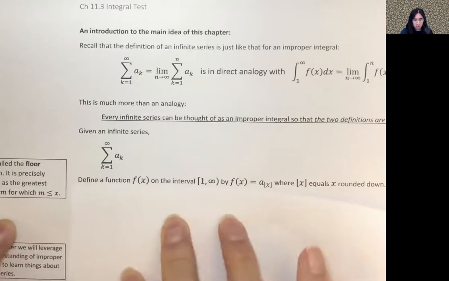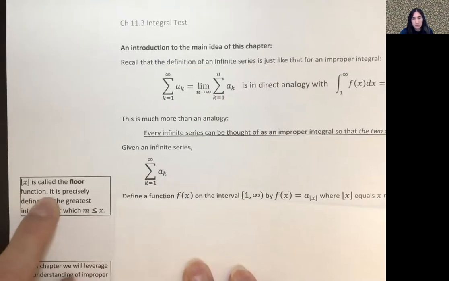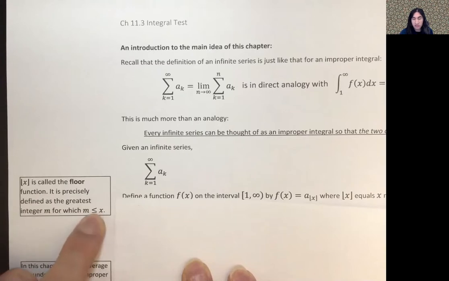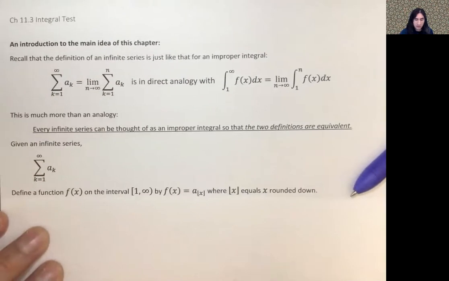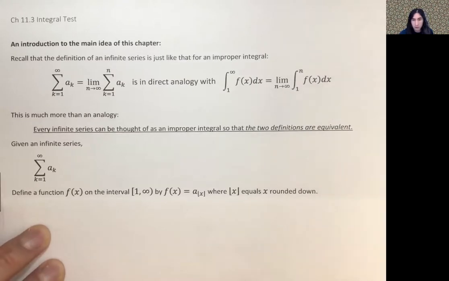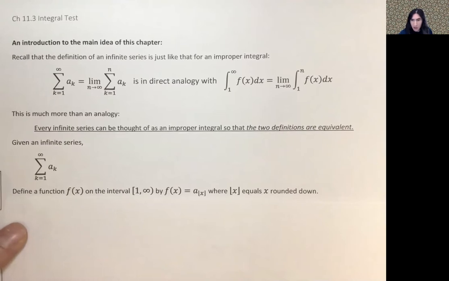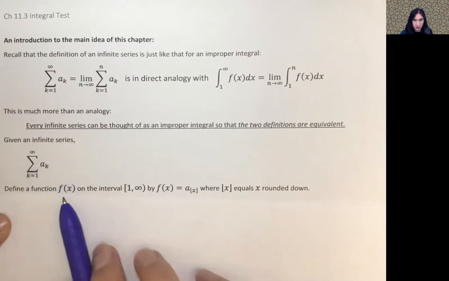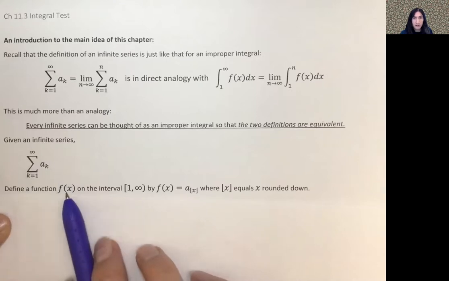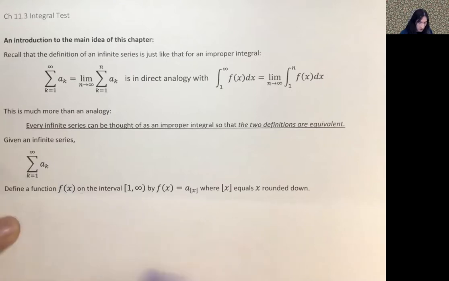I can show you the definition over here, actually. It's precisely the greatest integer m which is still less than or equal to this. The reason I say it's not rounding down is because it looks a little different for negative numbers, but it's not important for us because we're only talking about positive numbers here. So the important thing is that we're starting with a series and we're going to make a function that is basically mimicking the series.